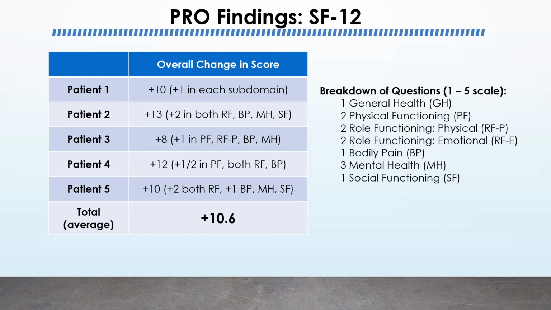If you look at my ACL rehab, who is patient 1, she gained 1 point in each subdomain, which in a month of ACL rehab you would expect. Patient number 2, who is my highest, she was our senior attacker. And if you look at her subdomains, it is in the role functioning, especially the physical, emotional pain, but her mental health and social functioning improved. So I'm wondering if graduation and final exams took a bigger load on her than we anticipated. The others range between 8 and 12. Again, our average change was 10.6.